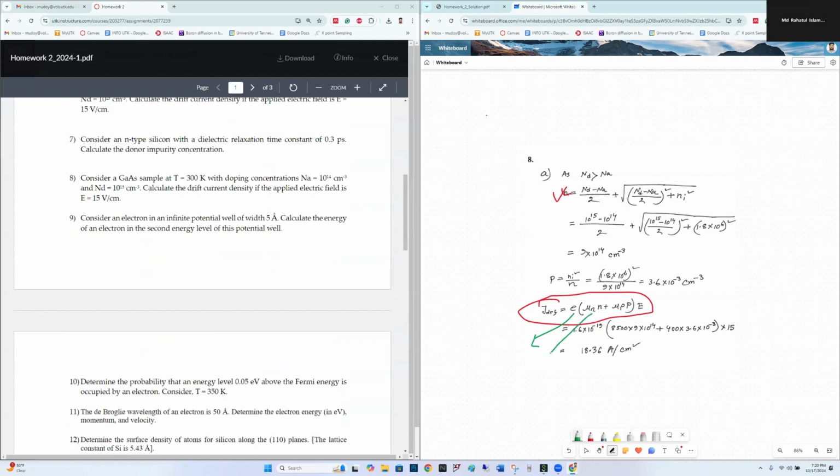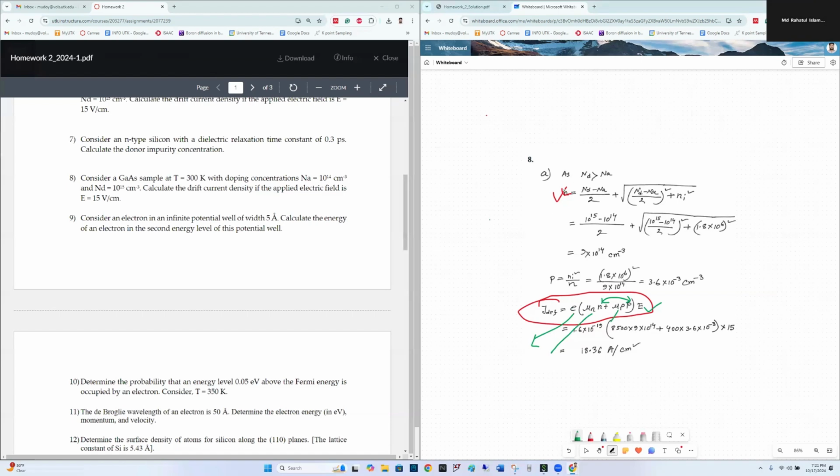So we have mu n and mu p, and we do not know n and p, I mean the electron concentration and the hole concentration, and we know E. This is already given. E is 15 volt per centimeter. Again, in this equation, I will be keeping all the units in centimeter, not meter.